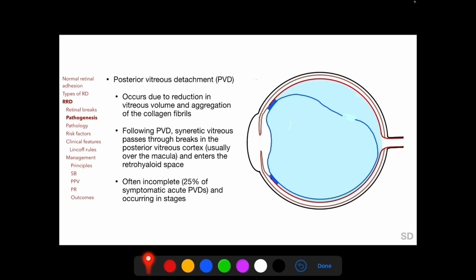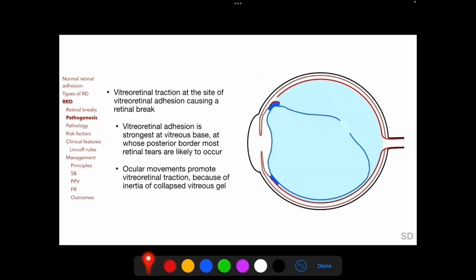Following liquefaction of vitreous, posterior vitreous detachment occurs due to reduction in vitreous volume and aggregation of collagen fibrils, and following PVD, syneretic or liquefied vitreous within the vitreous cavity passes through breaks in the posterior vitreous cortex and enters the retrohyaloid space. PVD is often incomplete and progresses to completion in several stages. Following PVD, vitreoretinal traction, or pull of the posterior vitreous cortex on the retina, occurs at the site of vitreoretinal adhesions, causing a retinal break.